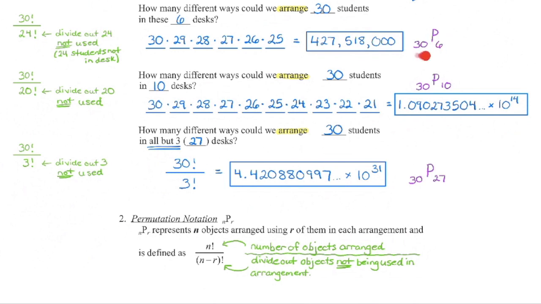So I have 30 factorial, that is my numerator, and then my denominator is n minus r. So n minus r, 30 minus 6 means I'm dividing out those 24 factorial. Those are the ones that we are not using. 30 students into 10 desks, I am arranging 30 objects into 10 positions. So 30 minus 10 means we are dividing out the 20 we are not using, and 30 students into 27 desks, 30 students put into 27 positions. We are not using 3 of them, so those are the ones we're dividing out.